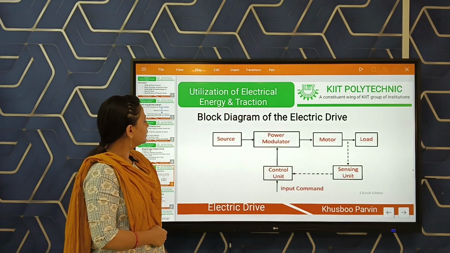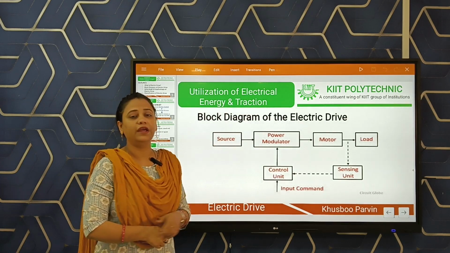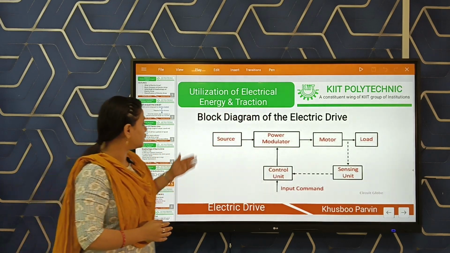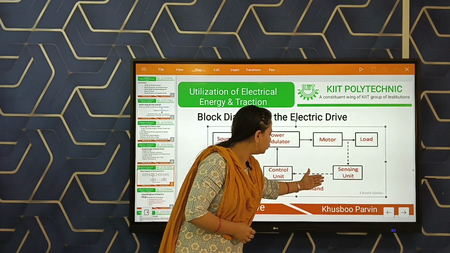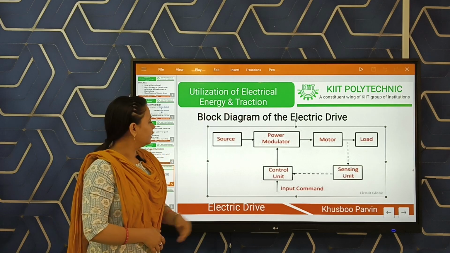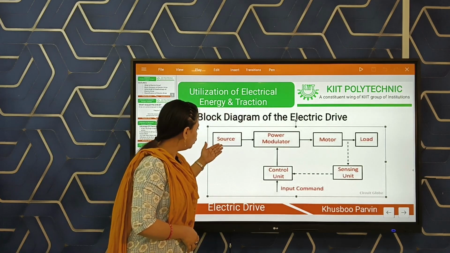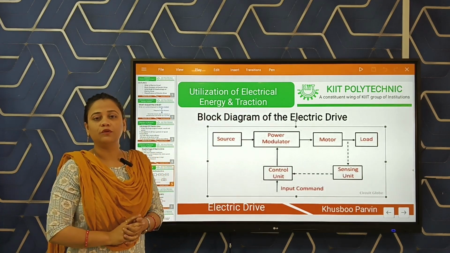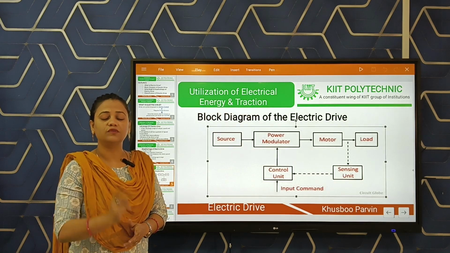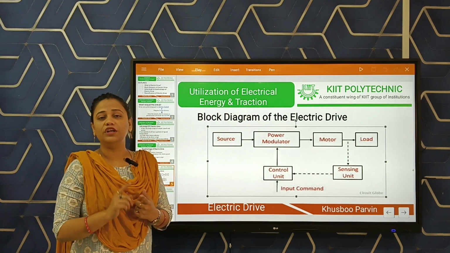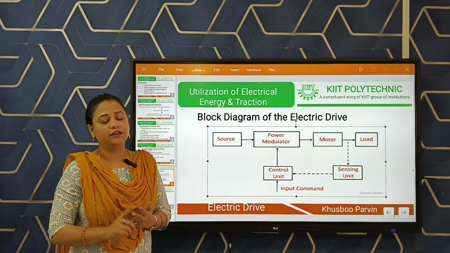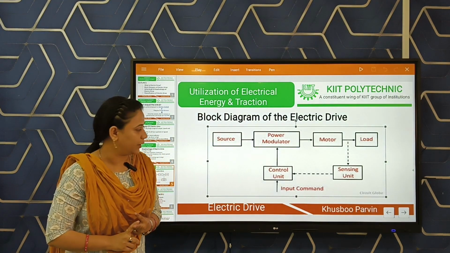So here you can see the block diagram of electric drive, which consists of source, power modulator, motor, load, sensing unit and control unit. The sources used are of two types. One is a DC source, another is an AC source. Again, AC sources are of two types: one is a single phase AC supply and another is a three phase AC supply.